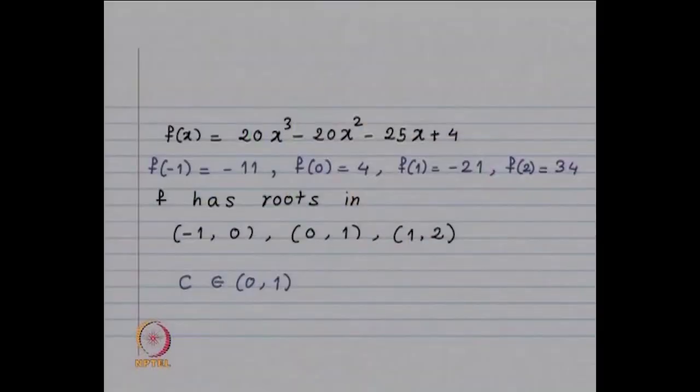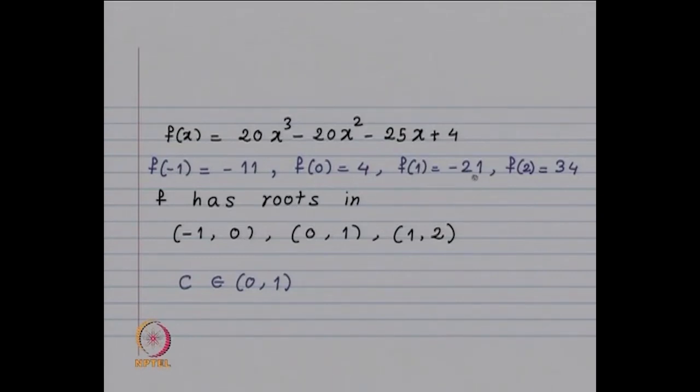Now, if I can find points, suppose I have the value of f at two points, if they are of opposite sign, then there is at least one zero. There can be more than one zero, but there is at least one. So, we will try to find three intervals in which f has zeros. We will look at the value of f at say minus 1, 0, 1 and 2. f of minus 1 you can check is minus 11, f of 0 is 4. So f of minus 1 and f of 0 are of opposite sign, so it has at least one root in the interval minus 1 to 0.